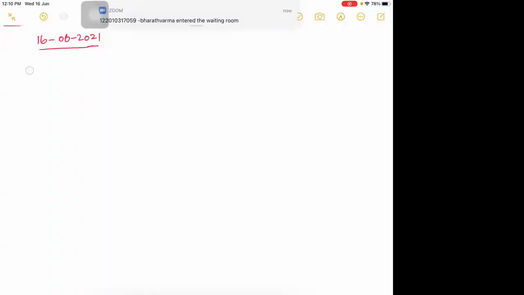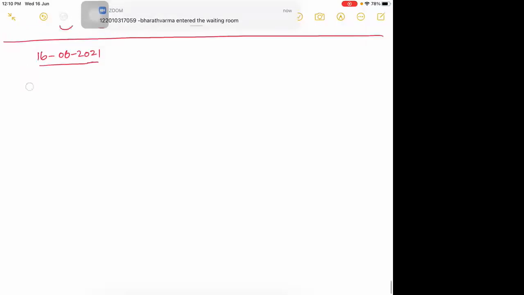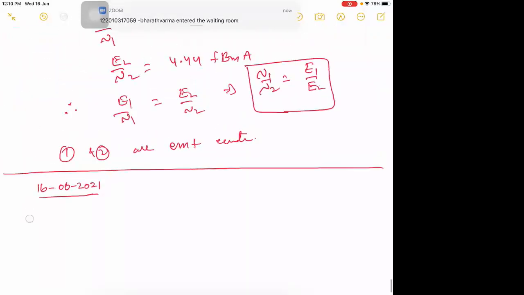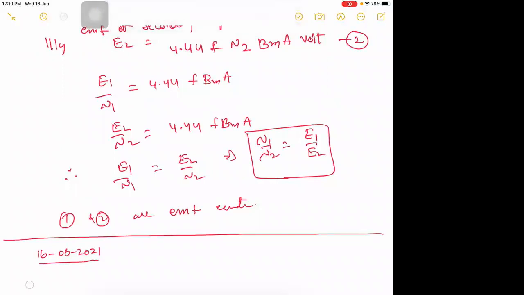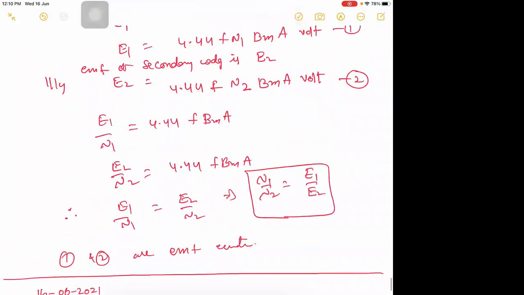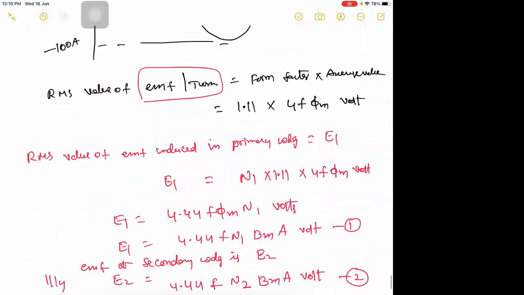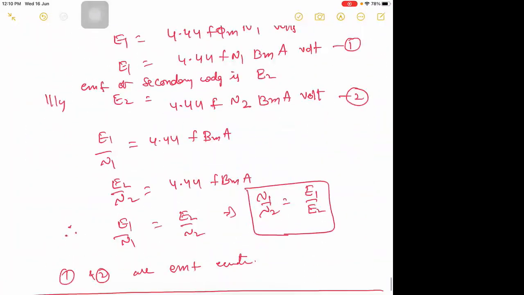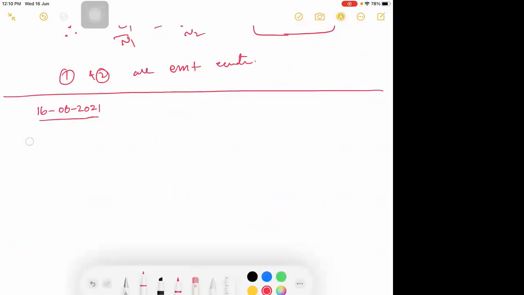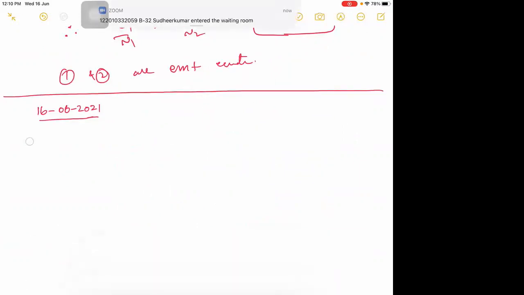In the previous class, we have seen the construction of a transformer as well as the EMF equation, right? Yes, sir. So this EMF equation, I will just write down once again today.